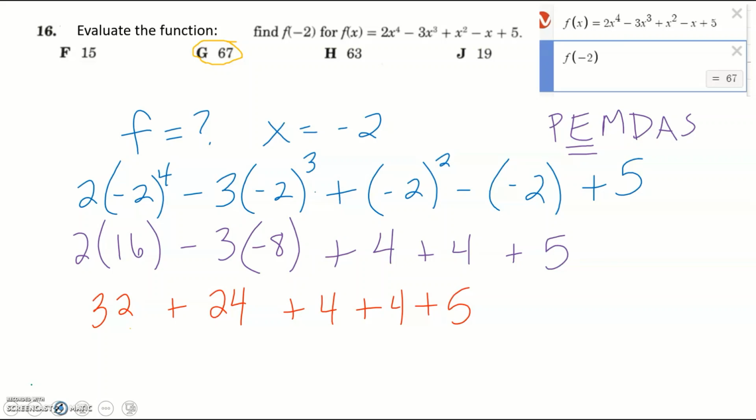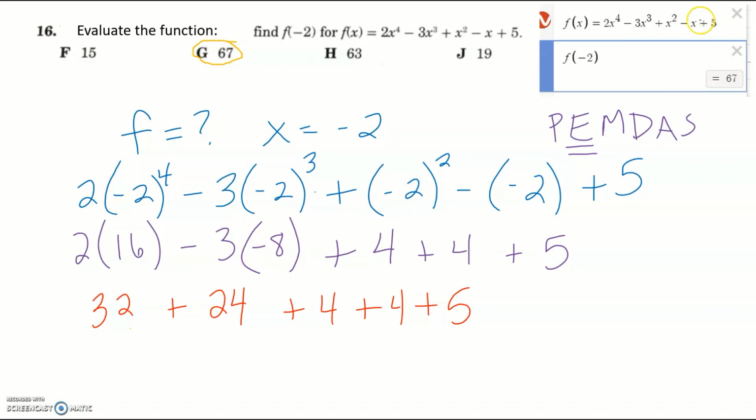But I get a different number. Oh no, where did I make a mistake? Let's see. We have 2 times negative 2 to the 4th minus 3 times negative 2 cubed. Make sure I wrote it down right. Negative 2 squared minus negative 2 plus 5. That would be a positive 16. That would be a negative 8. That would be a positive 4. That would be a positive 4.